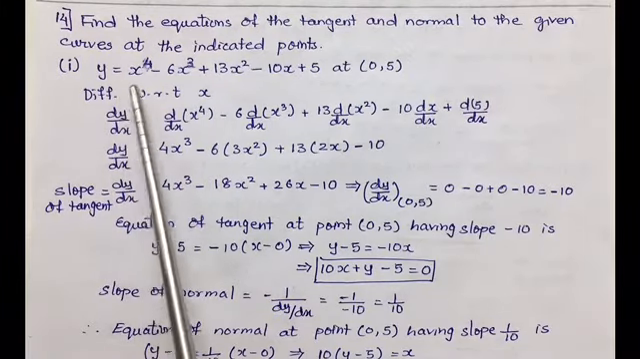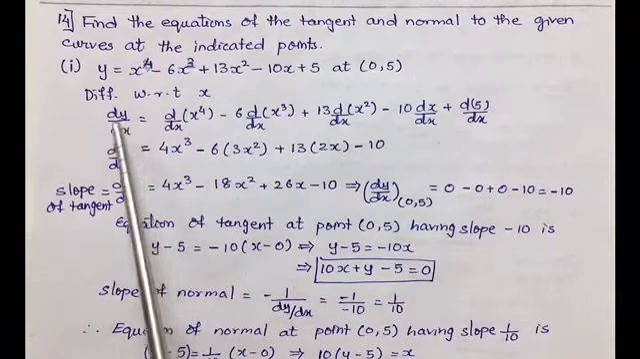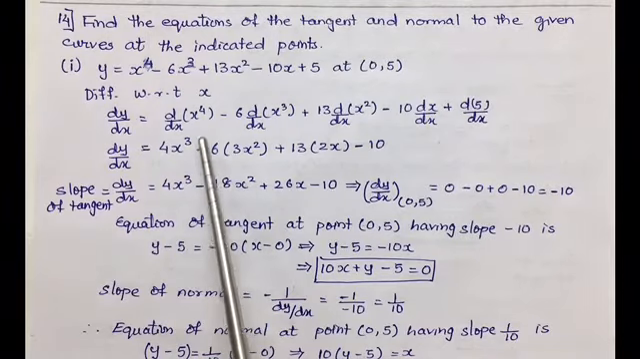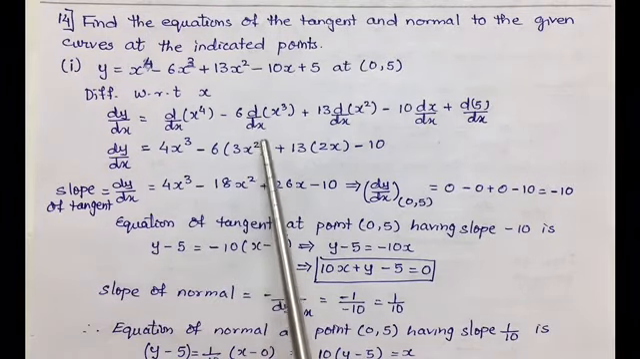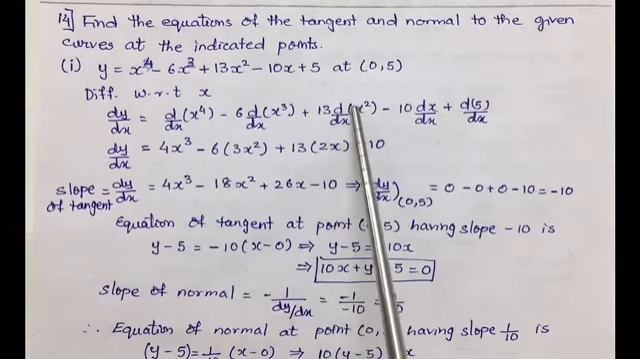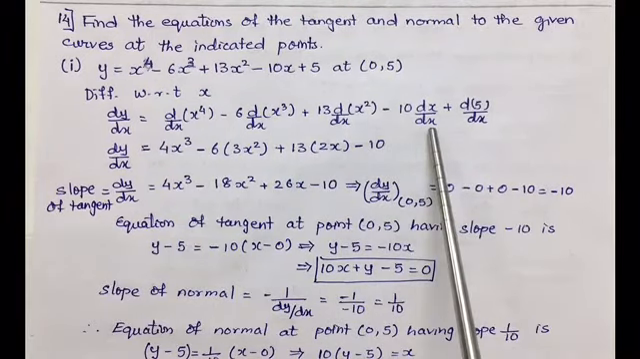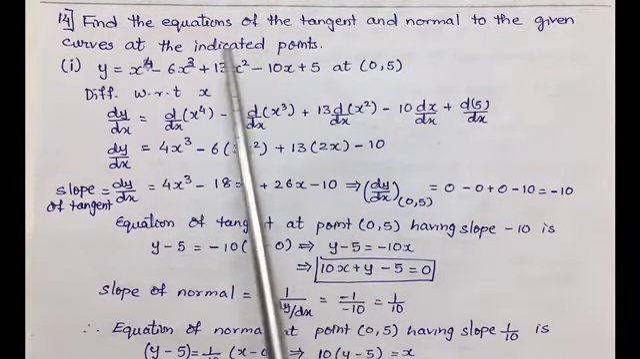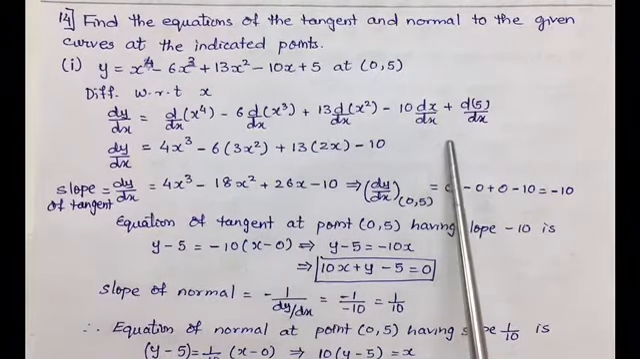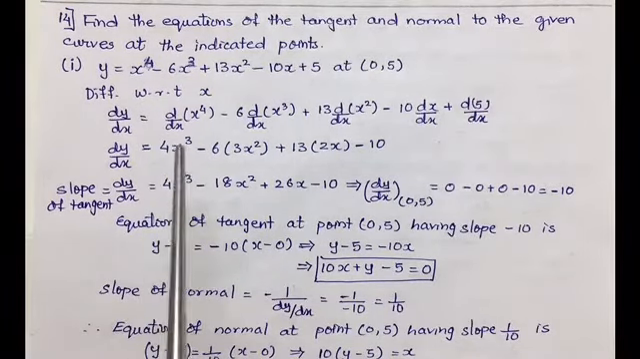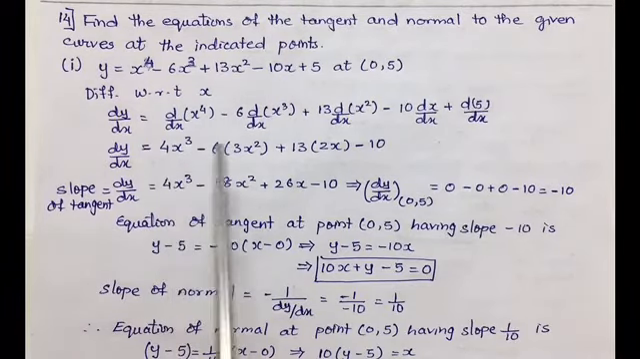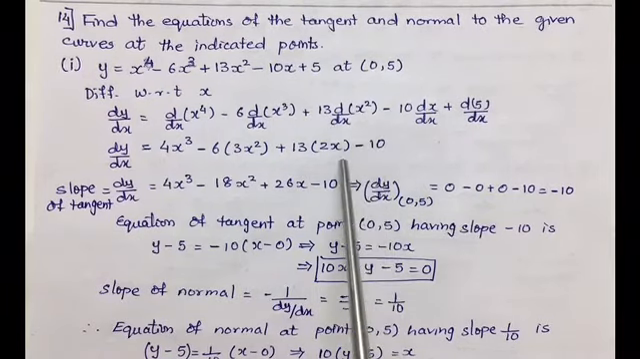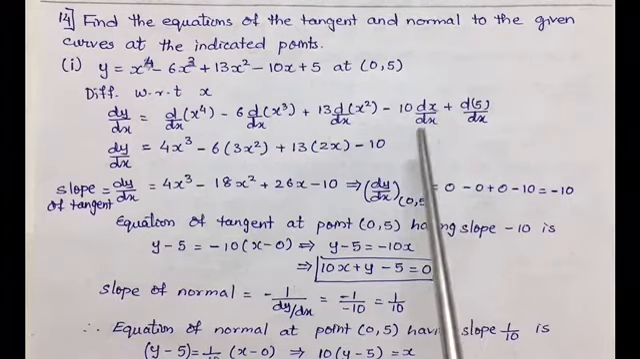So differentiating y with respect to x, we get dy by dx is equal to d by dx of x raised to 4 minus 6 d by dx of x cube plus 13 d by dx of x square minus 10 dx by dx plus d by dx of 5. So each and every term of this equation is being differentiated. Now differentiation of x raised to 4 is 4x cube. X cube is 3x square. X square is 2x. And derivative of x is 1.